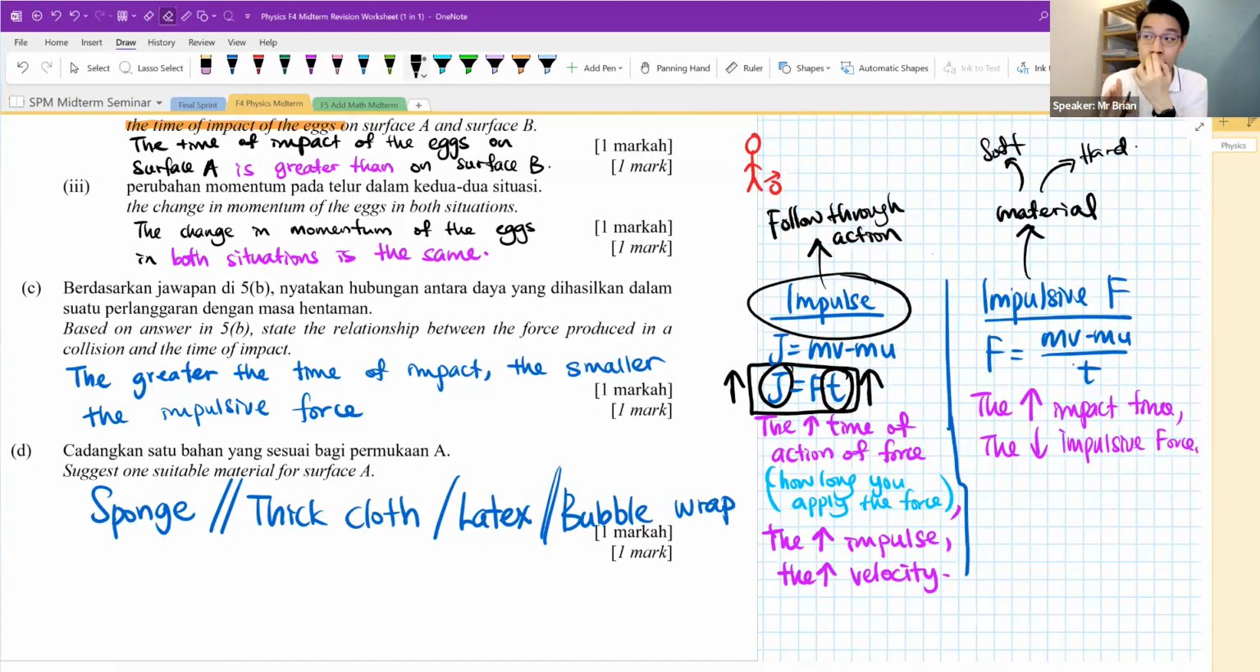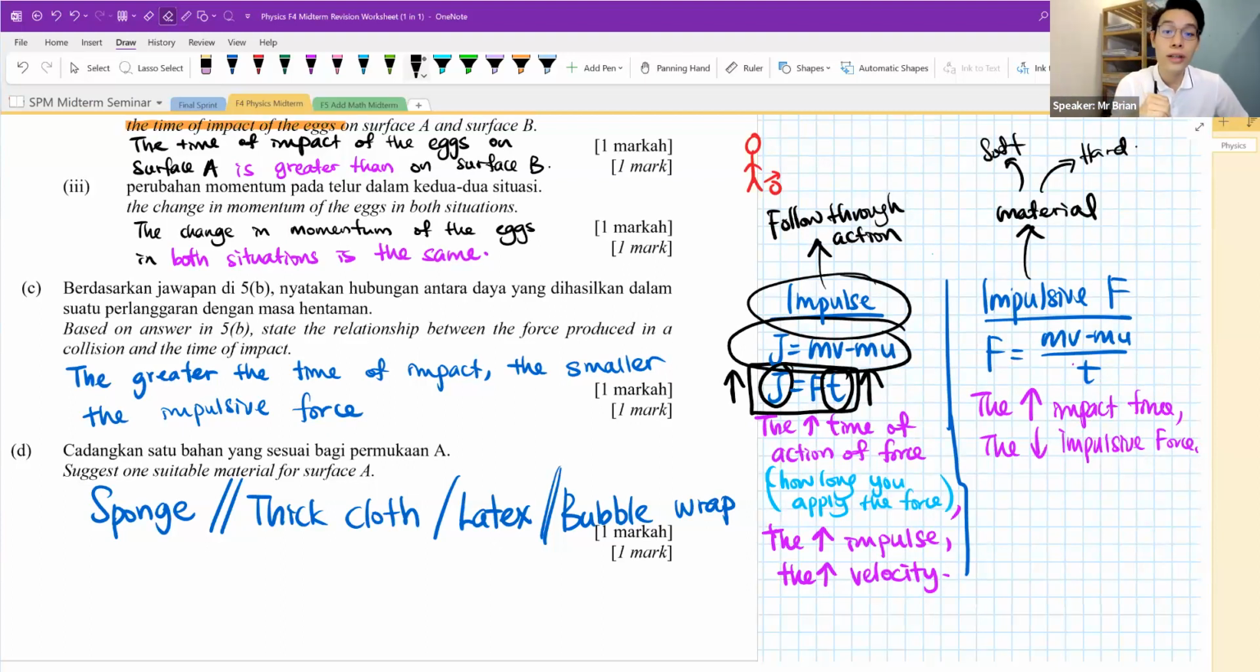It will help you to answer questions a bit easier. Okay, so you apply force for a longer time because you follow through and the impulse will increase. And when you increase the impulse, it means that you get more change in momentum. More change, more momentum. Let's say you got more momentum, meaning what? You are traveling faster. The football will go and travel faster.